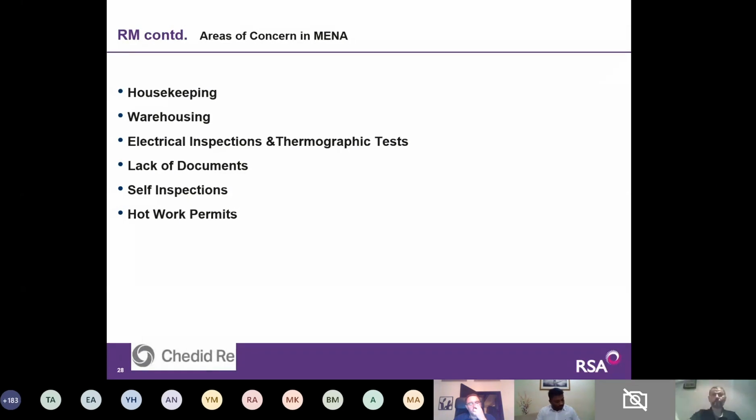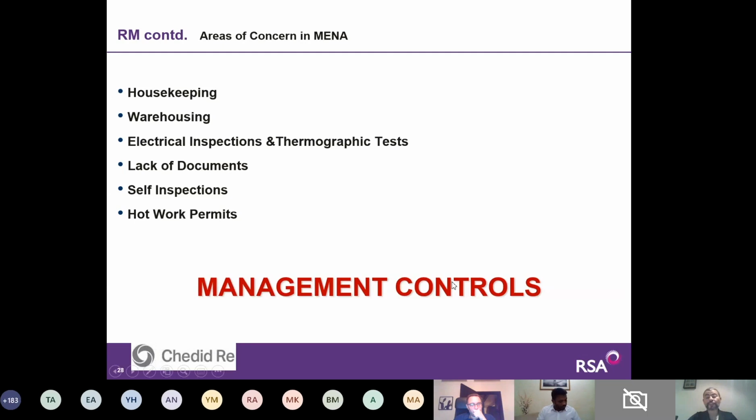These are the 6 most common concerns risk engineers come with from most of the plants. If I want to put them all under one name, management controls. I'll call these management controls. Yes, they are management controls.